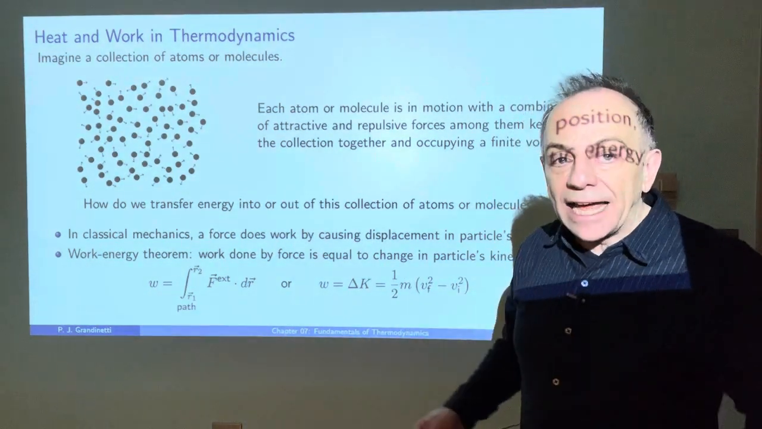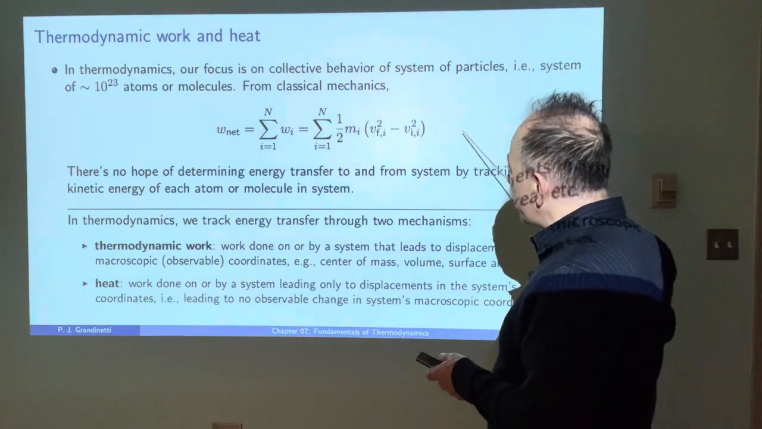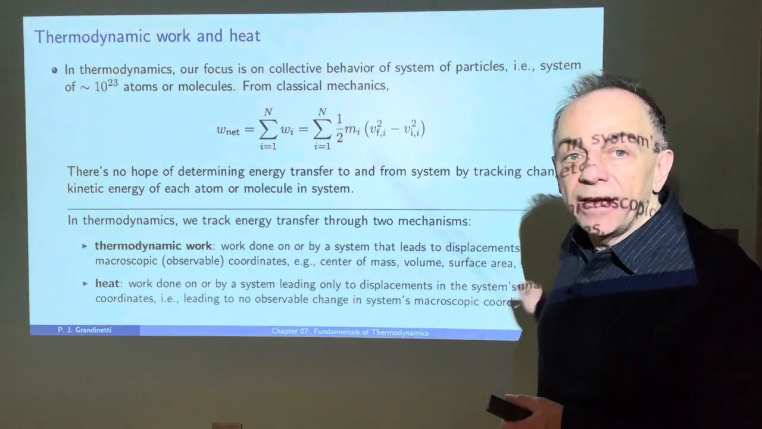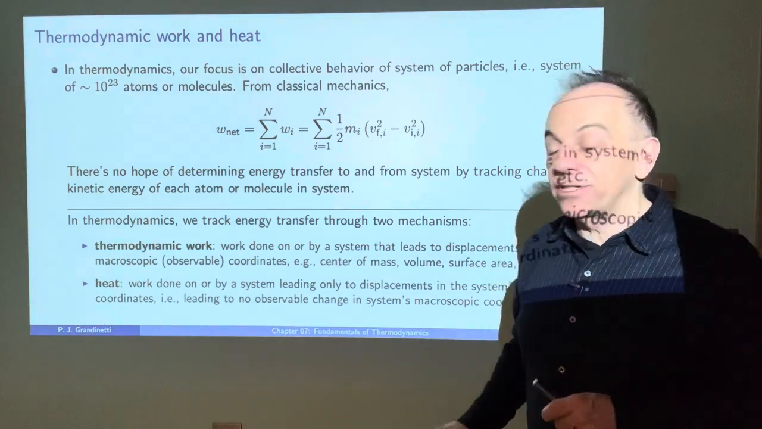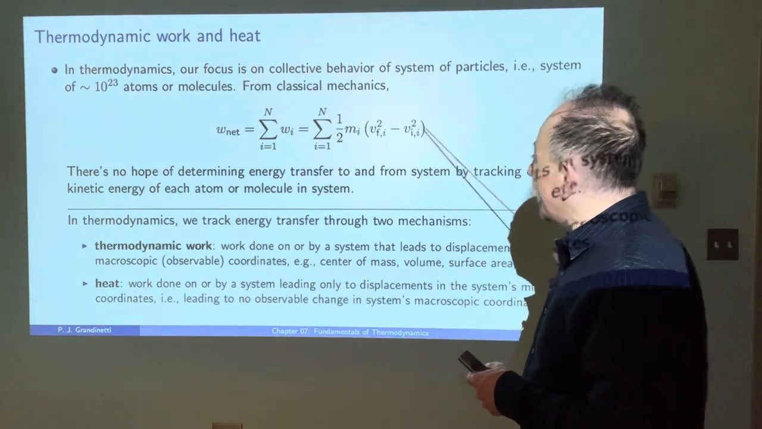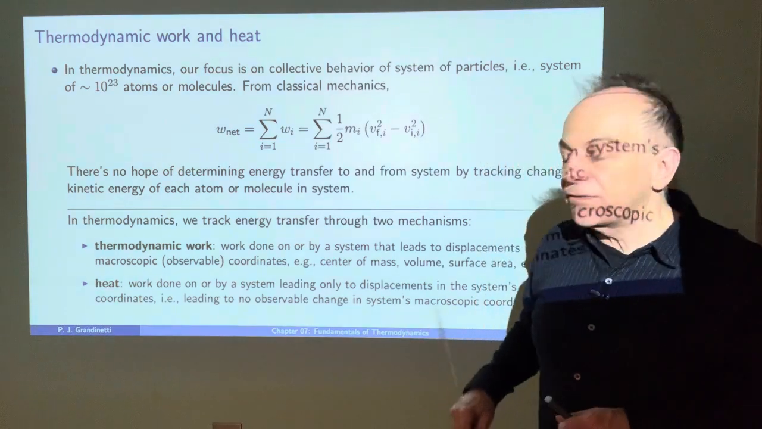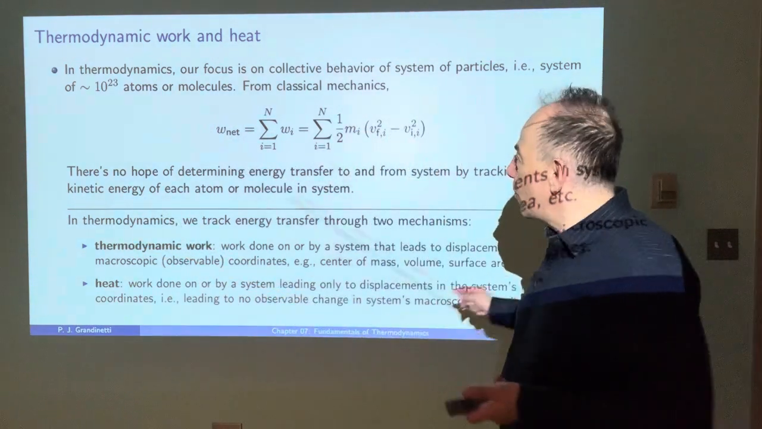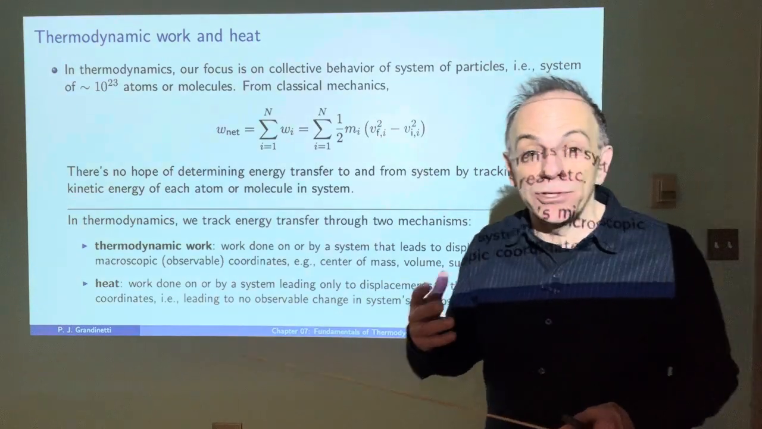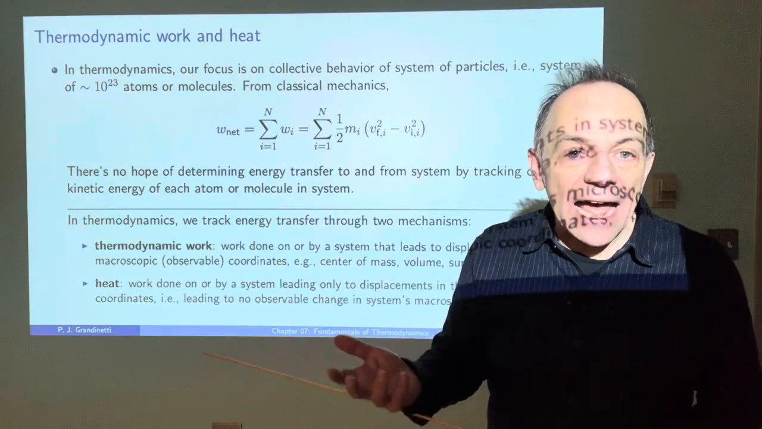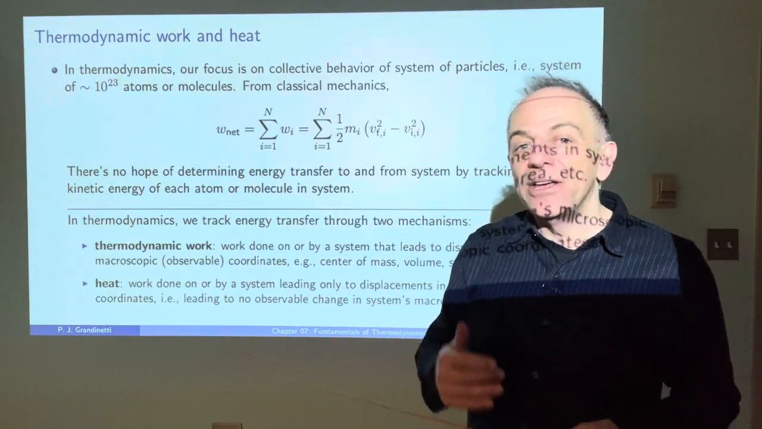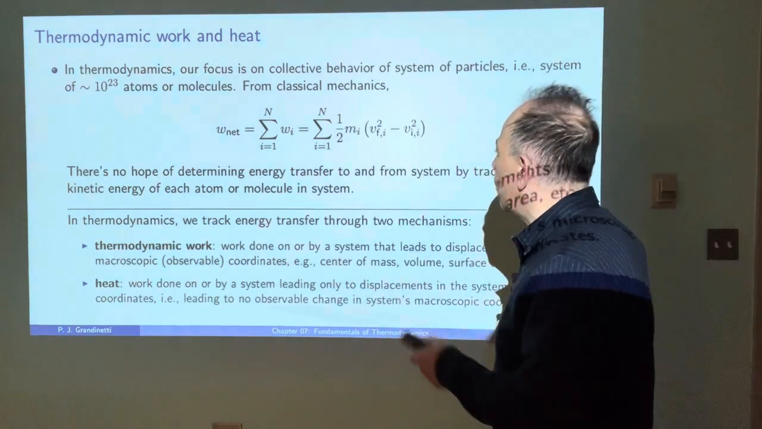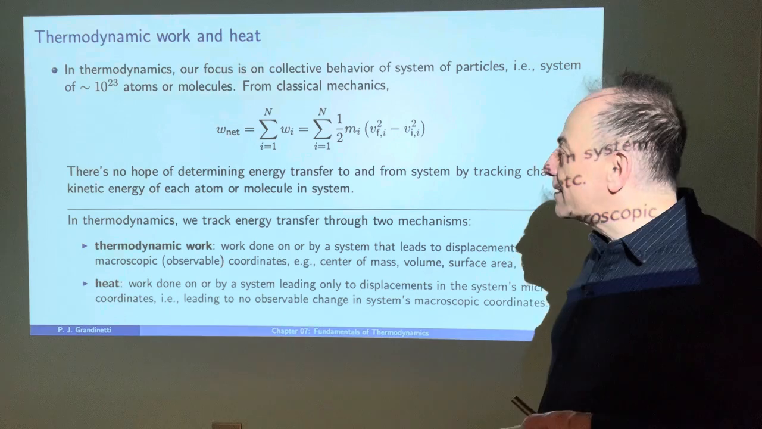So for this collection of atoms or molecules, we could calculate the energy transfer by just looking at the sum of the kinetic energy differences. The difference before and after is going to give us the total energy transfer. The problem is that for 10 to the 23rd atoms or molecules, we have no hope of tracking all those individual velocities before and after the force acts on the system. So it's not something we could do in any practical way on a real thermodynamic system.